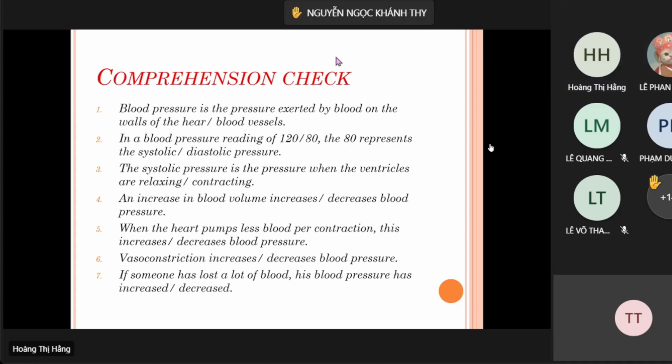Làm luôn hả? Rồi, Khánh Thi chờ các bạn chút xíu nha. Rồi cô mời em sau. Đã chưa? Để các bạn làm đã.